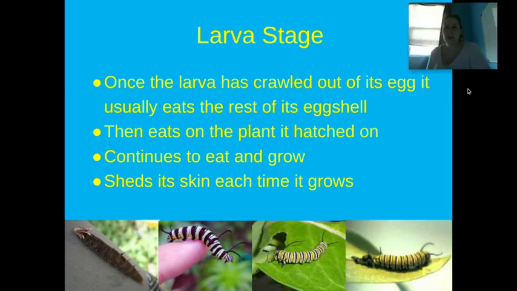All right, the next one is the larva stage, which you know as a caterpillar. Once the larva has crawled out of its egg, it usually eats the rest of its eggshell. And then it's going to eat the plant that it hatched on, so it's typically going to eat that leaf. It continues to eat and grow, and it sheds its skin each time it grows. You might see those caterpillar sheds a lot this spring and summer if you're paying attention.